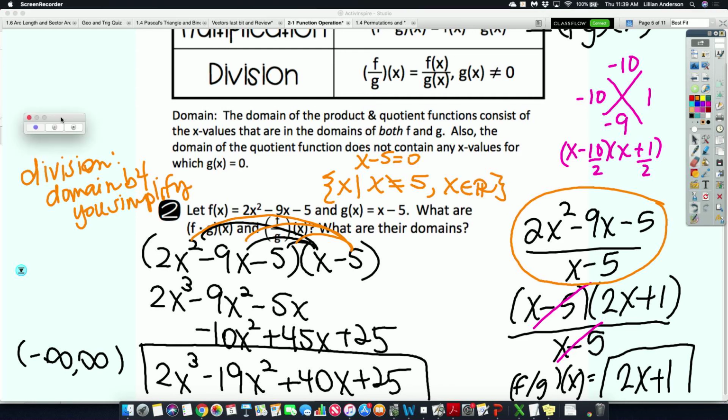So a tad bit tricky, but did everybody make that note? You always do the division, the domain of the division before you simplify, but you want to make sure you simplify your function. Okay?